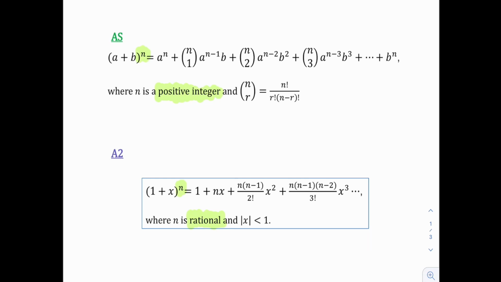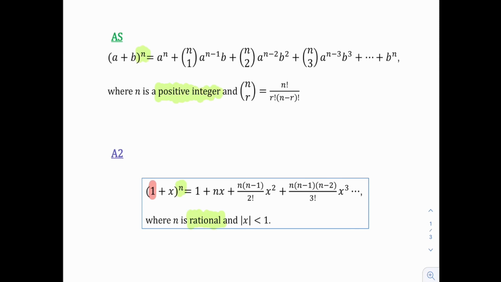For A2's formula, you notice that it's bracket 1 plus x, power n. We must start with a 1 here. Whereas for the AS, it doesn't matter what the number is for the front one and the back one, as long as there are two terms, a plus b. But for the A2, you must start with a number 1. Let me highlight this.